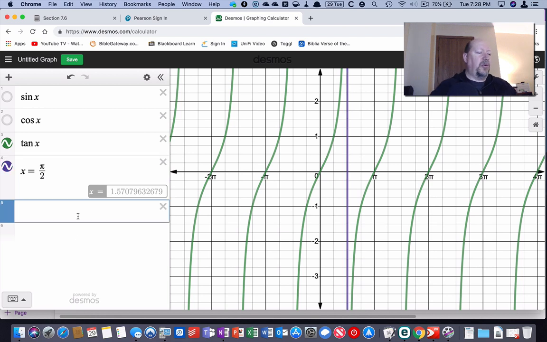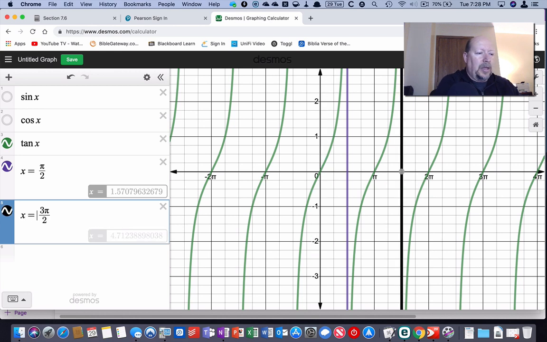Let's show you there's another one. We said odd integer multiples, so let's try 3 pi over 2. And that's where this black line is. So you can see that is indeed a place where there is a vertical asymptote. And I could keep going with odd multiples of pi over 2 to the right of 0, or I could also go to the left of 0 with odd multiples of pi over 2.